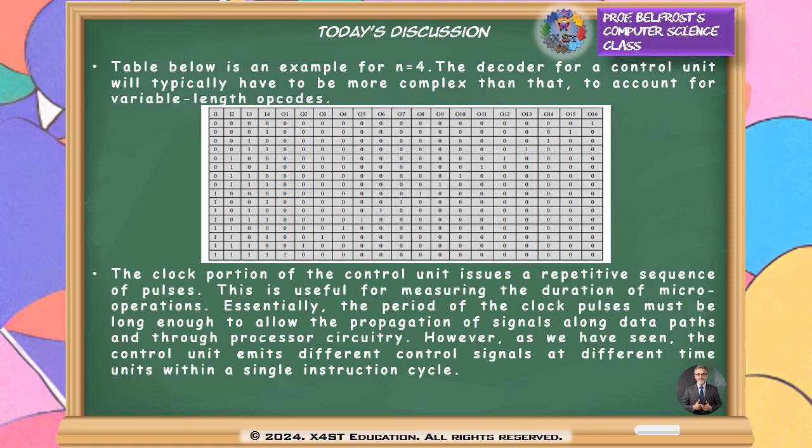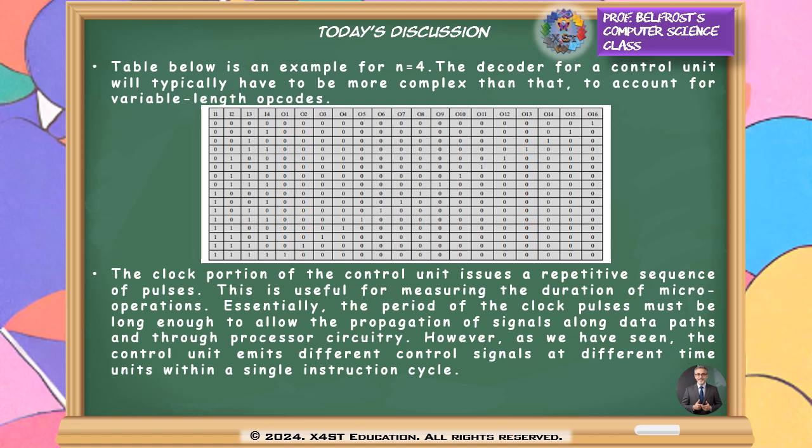Here's the table that shows an example for the decoder with n equals 4. Okay, so actually you don't really need to understand this for this time. Okay, let's move on.